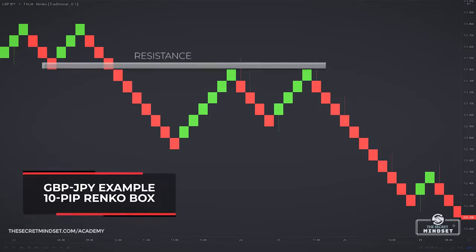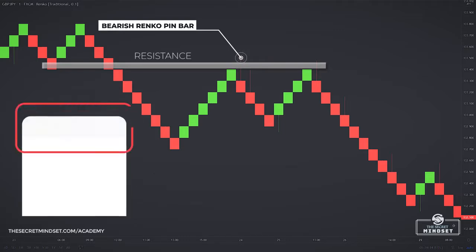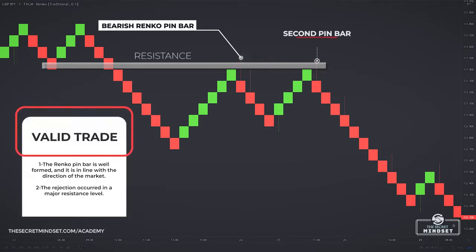Here, the price was rejected from the resistance level, which indicates that the bears are still in charge of the downtrend. The formation of the pin bar indicates the end of the retracement move and the beginning of the impulsive move at the resistance level, in line with the downtrend. This is a high-quality setup because all the conditions are respected. The Renko pin bar is well formed and it's in line with the direction of the market, and the rejection occurred at a major key level, which represents a hot point in the market, a resistance level.